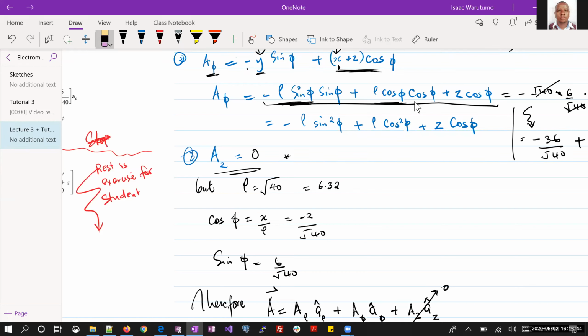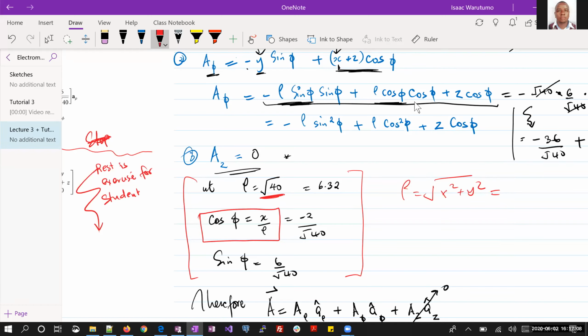But now for the simplification, we can solve each one of them at a time by doing something very simple. Remember that we said rho is equal to root of x squared plus y squared. We know x and we know y. This actually becomes root 40. And we can still get my cos phi, the one that we need here. We know that it is x over rho, and we know rho is root 40. So that is going to be equal to negative 2 over root 40.